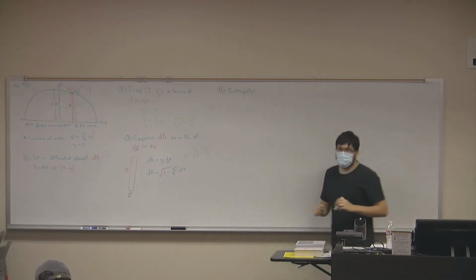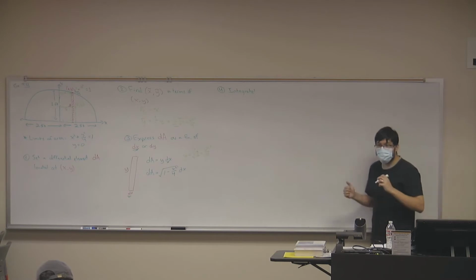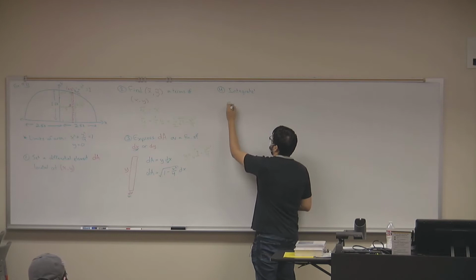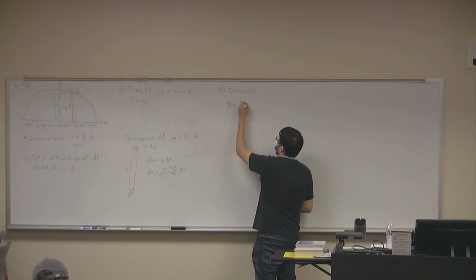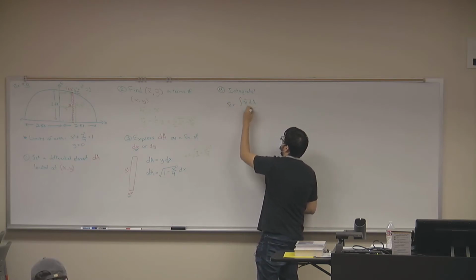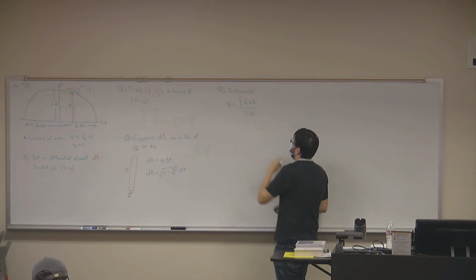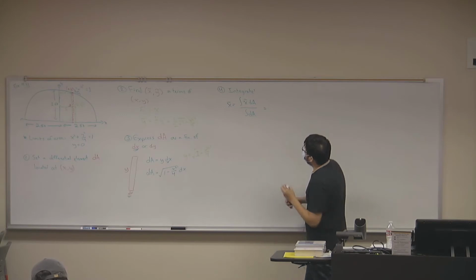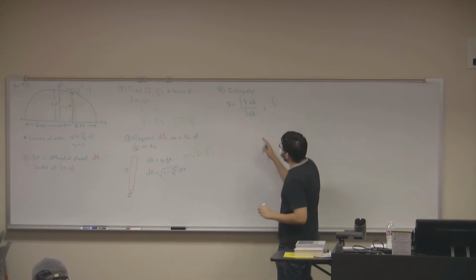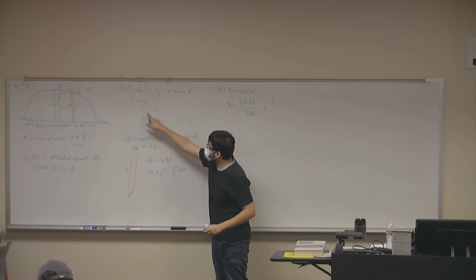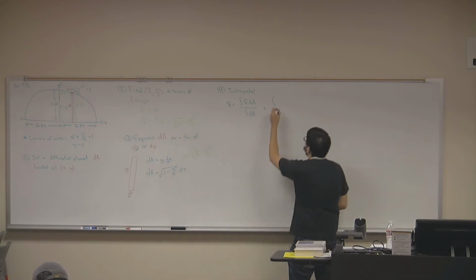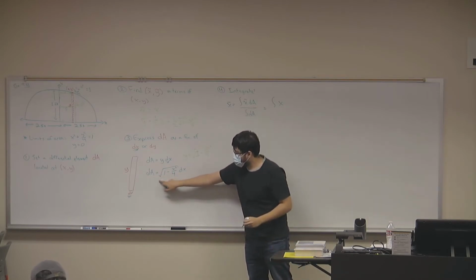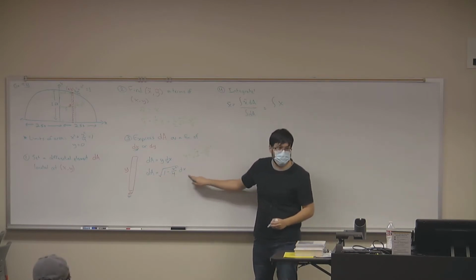Now, the final step is to integrate. So we solve for x bar and y bar. We know that x bar equals the integral of x squiggly dA over the integral of dA. In this case, the integral of x squiggly dA should be the integral of x squiggly, where x squiggly simply equals x, times dA, where dA equals square root of 1 minus x squared over 4 dx.